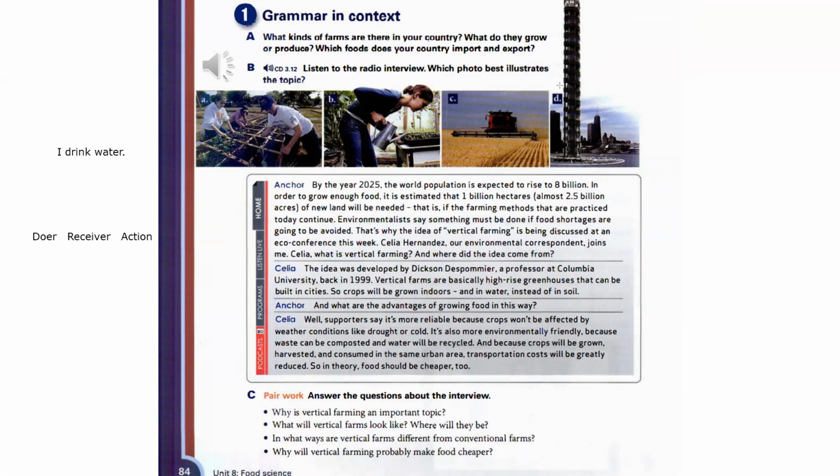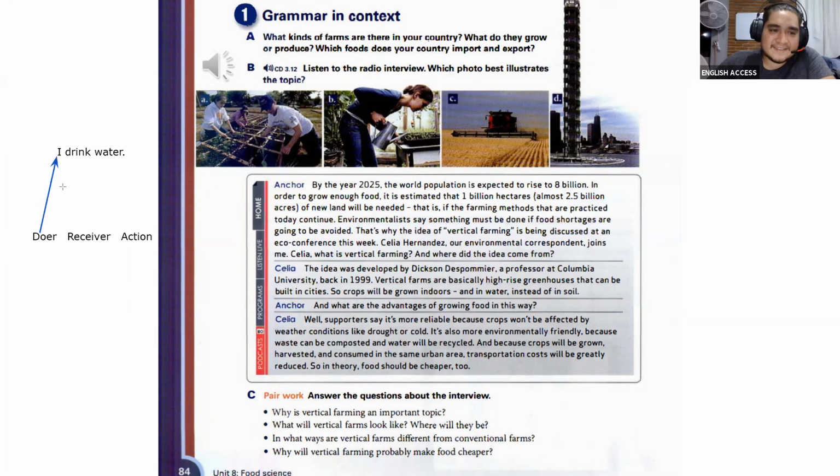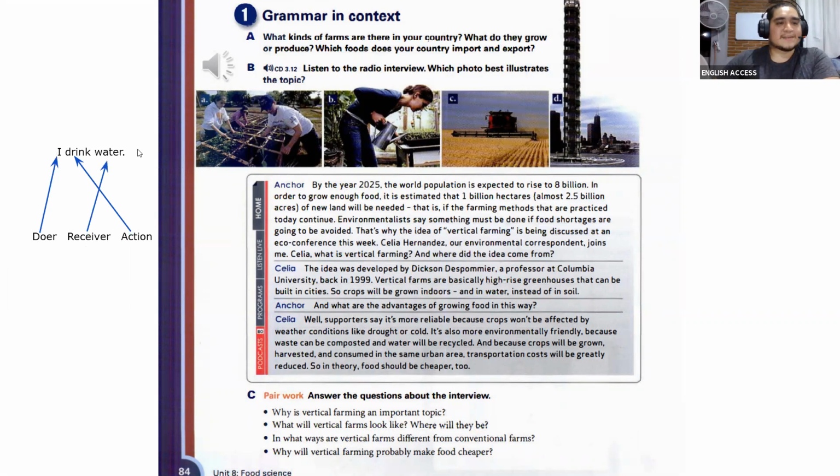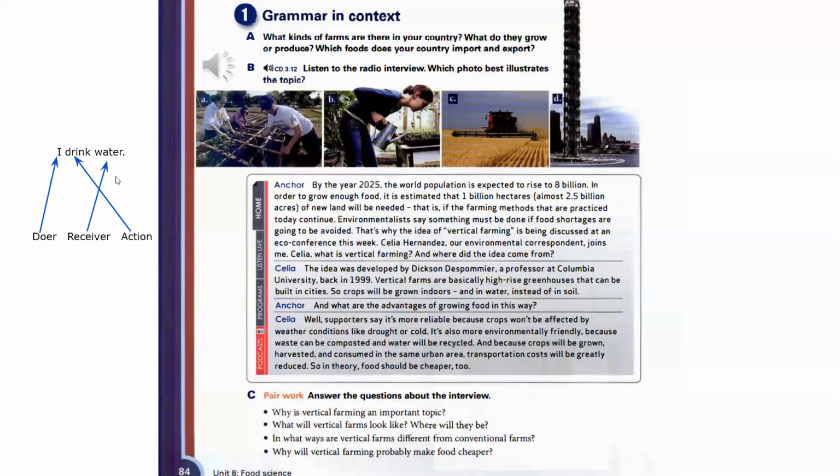I is the subject, the one that does the action. Drink is the action, yes, and we affect water. So yes, very good. Now, this is an active sentence, okay? This is the active structure, which is the structure that we use more often, correct?